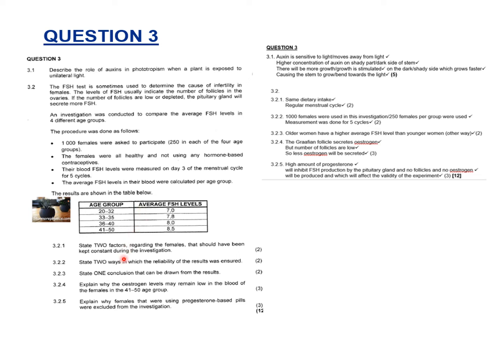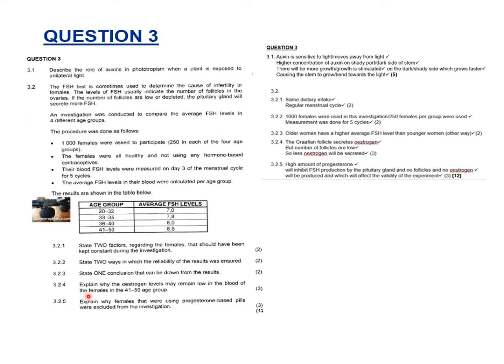Sorry. Let's do this again. So you could have said that younger women have a lower average FSH level than older women. You could have said older women have a higher average FSH level than younger women. So you could have said it either way, older versus young or young versus old. But you have to compare the two. So remember, always compare the two and always have average FSH levels in your answer.